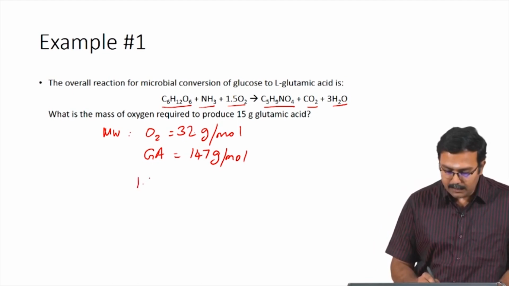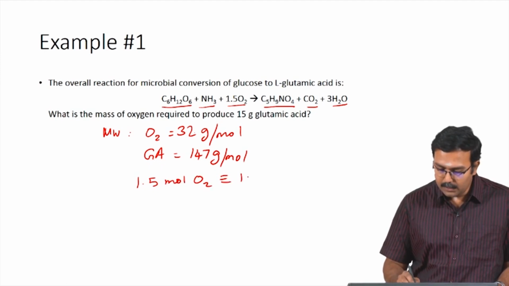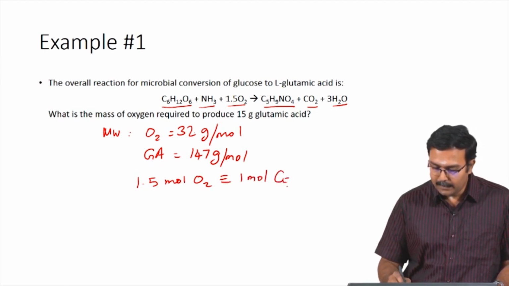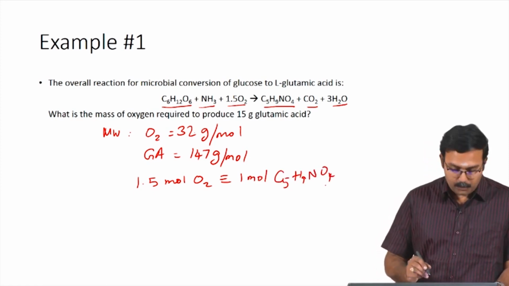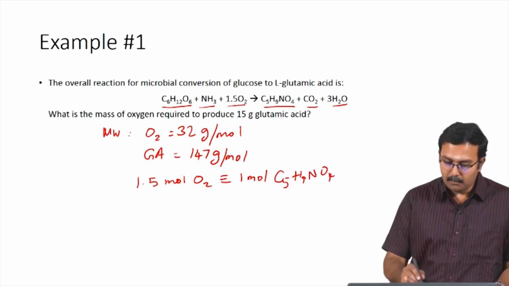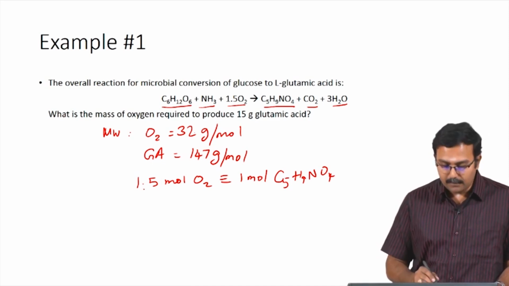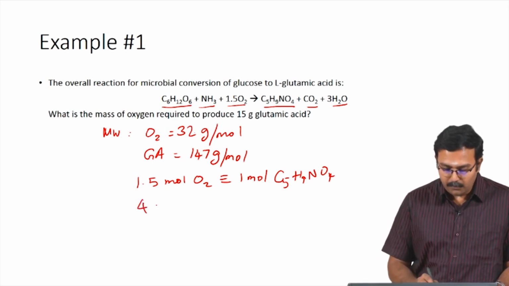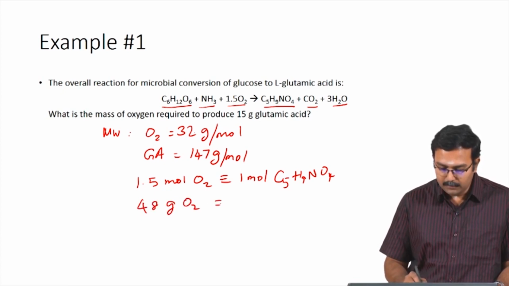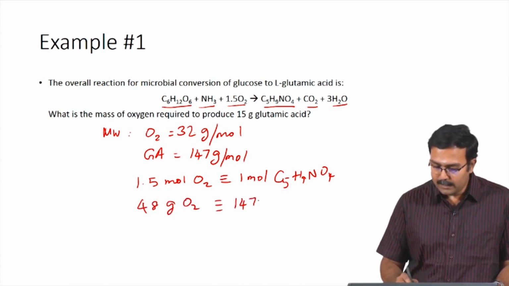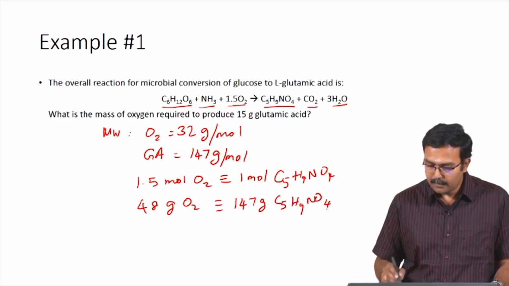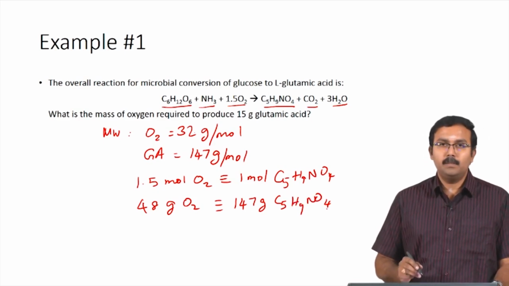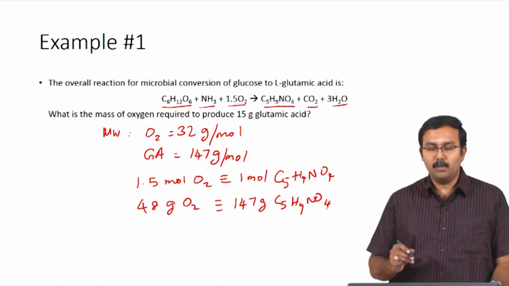So, writing this down, we can say that 1.5 moles of oxygen produces 1 mole of glutamic acid, which is C5H9NO4. So, substituting the molecular weights, we can convert these to masses. 1.5 mole of oxygen would weigh 48 grams of oxygen. This would produce 147 grams of glutamic acid. We need to calculate the amount of oxygen which is required for producing 15 grams of glutamic acid.